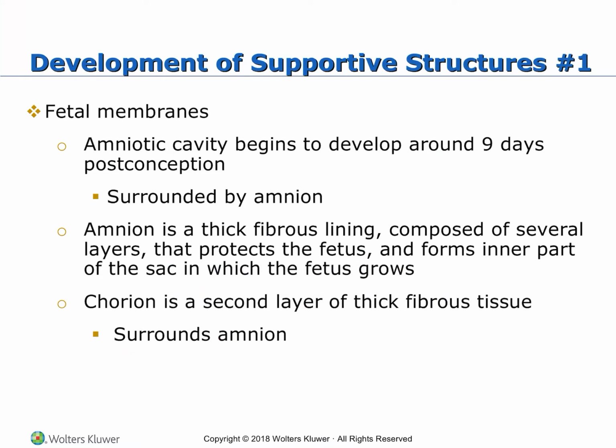Then we have the chorion. This is a second layer of thick fibrous tissue, and that surrounds the amnion. So you can see why this baby's so protected. There's layer upon layer upon layer.